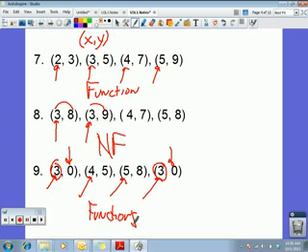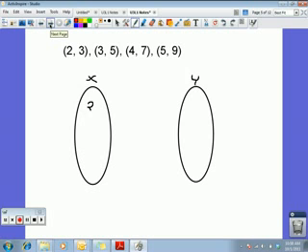Okay, moving on. So this one, we want to talk about a mapping. A mapping are these little ovals, and you draw arrows from where each goes.